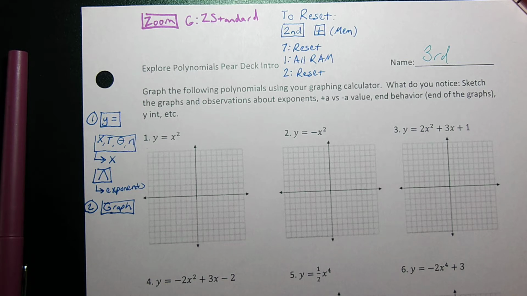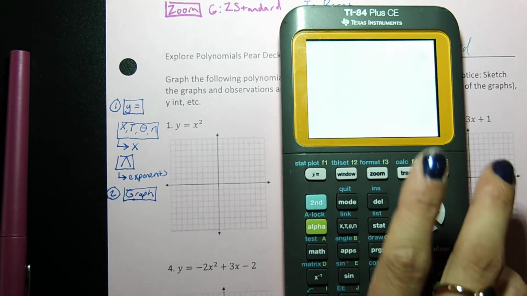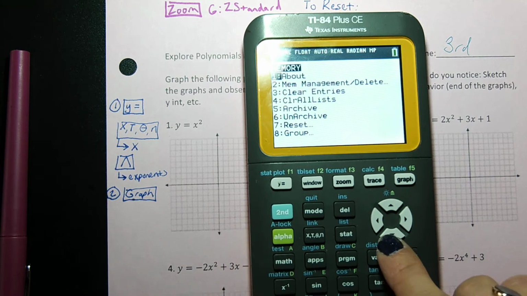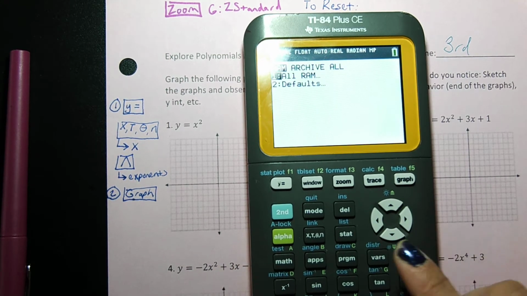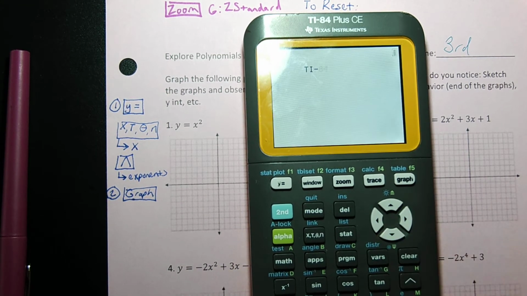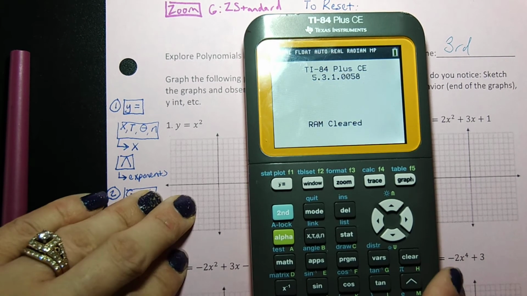One thing with doing a reset, especially on the newer calculators, is it does affect the brightness. So I'll just show you what that does on mine. So second, memory, reset, all RAM, reset. See how my screen just got darker?